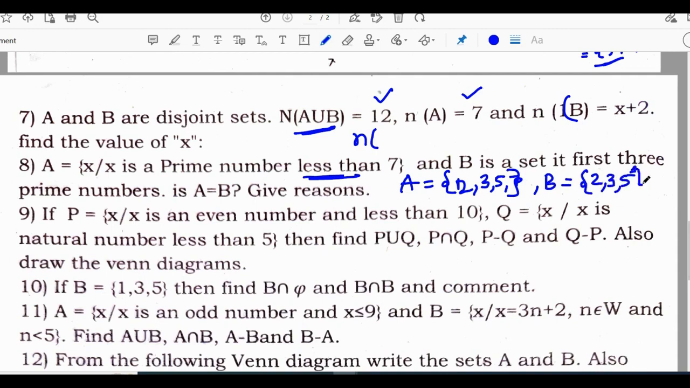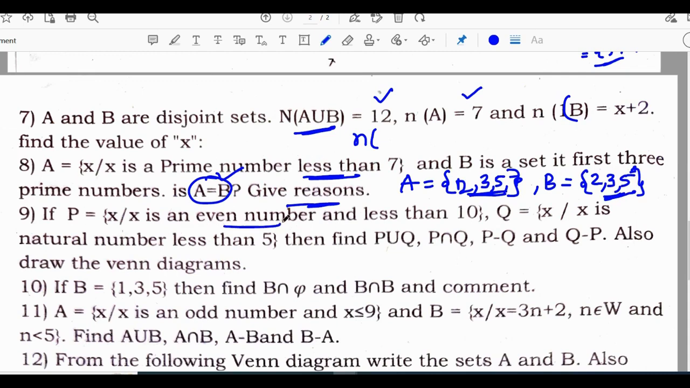So here A and B are equal. 2, 3, 5 and 2, 3, 5. Are A and B equal? Yes, they are equal. Give reason. Because the prime numbers less than 7 are 2, 3, 5, and the first three prime numbers are 2, 3, 5. So they are equal.